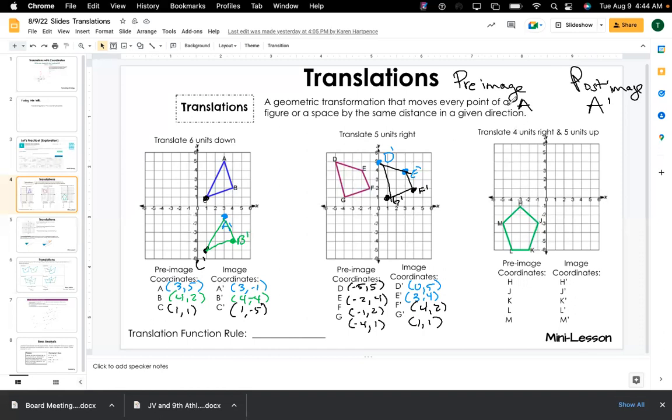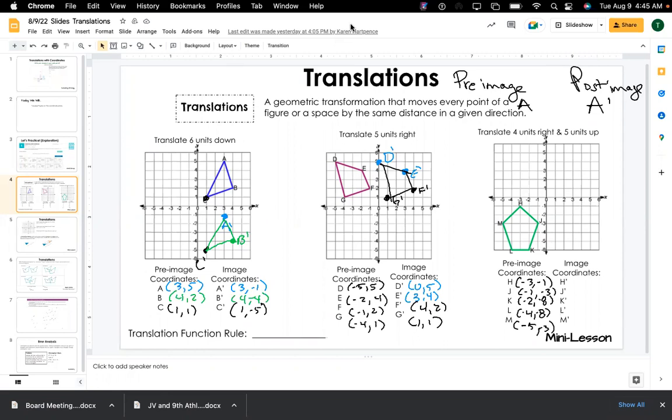So now we're gonna take this and we're gonna translate 4 units right and 5 units up. So you can do 2 things to it now, all right? So go ahead and pause the video and identify these coordinate points, and then we're going to move that stuff. All right, so hopefully these are the points that you got. And then now we're going to actually move it 4 units to the right and 5 units up.